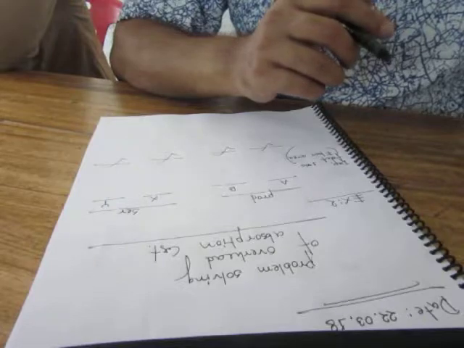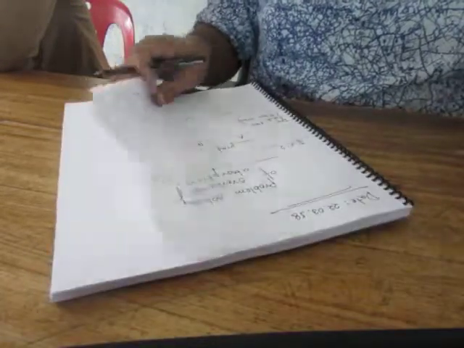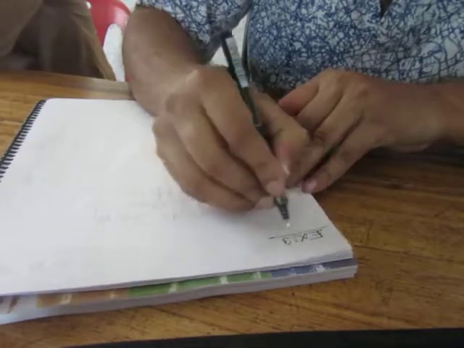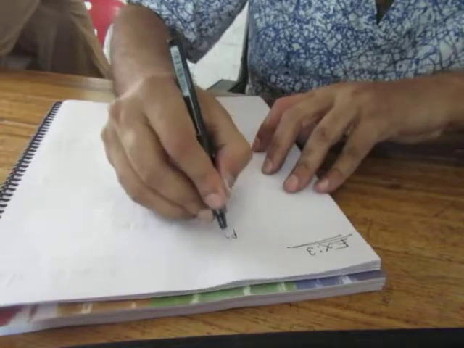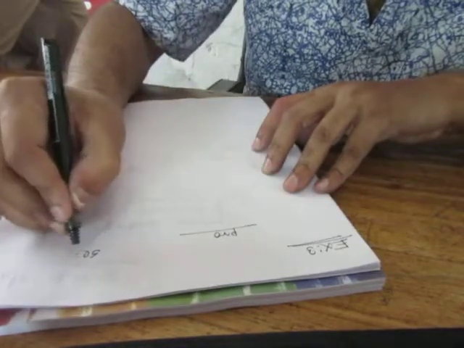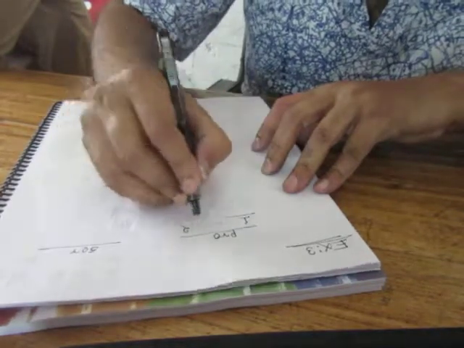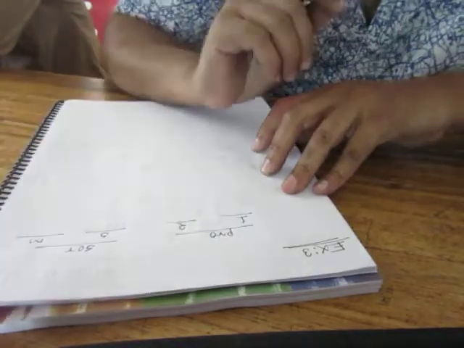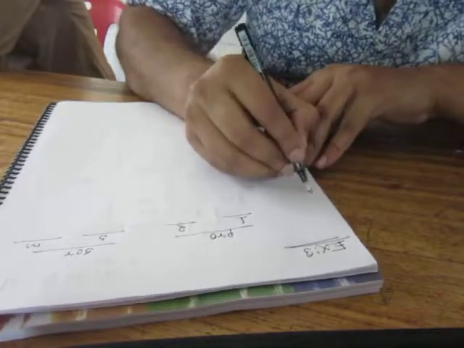Now, another example I provide here, that is example 3. Example 3. Here, see, there are 2 kinds of departments. One is production and another is service. Production department 1, production department 2, service department store, service department maintenance. Initially, overheads.